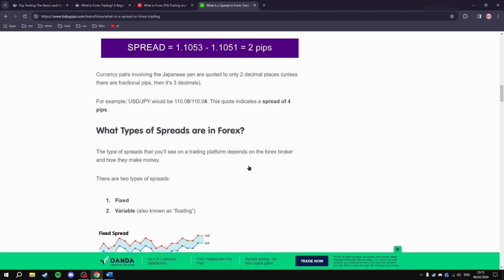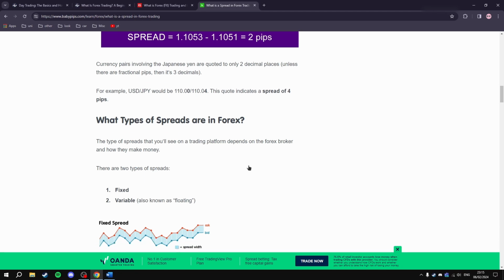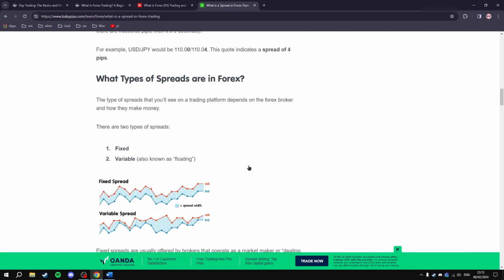Currency pairs involving the Japanese yen are quoted to only 2 decimal places unless there are fractional pips, then it's 3 decimals. For example, the USD/JPY would be 110/110.04. This quote indicates a spread of 4 pips.